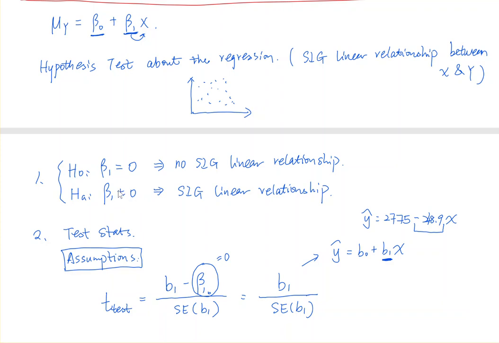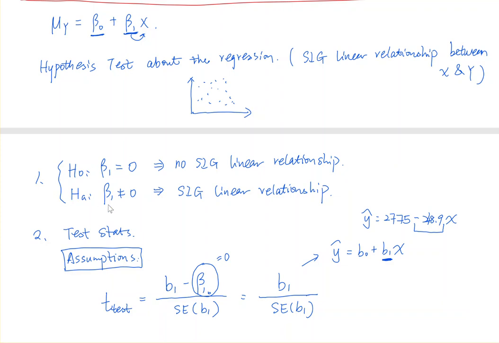So think about it. If beta 1 equals 0, this whole term will change to 0, right? So if this whole term changed to 0, it doesn't matter what value x changes to, the value of y will not change at all. It will always equal beta 0, because this term has already turned to 0. 0 times any value will be 0. Right? So if beta 1 is 0, then it means there's no significant linear relationship between x and y.